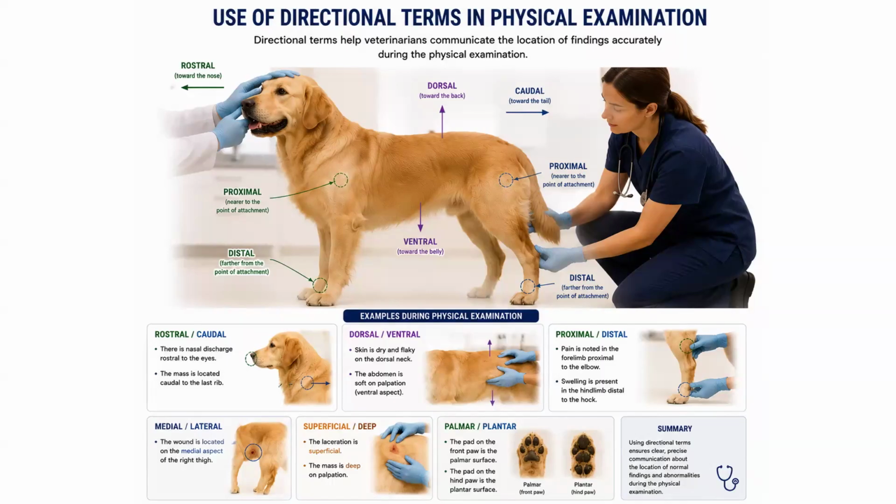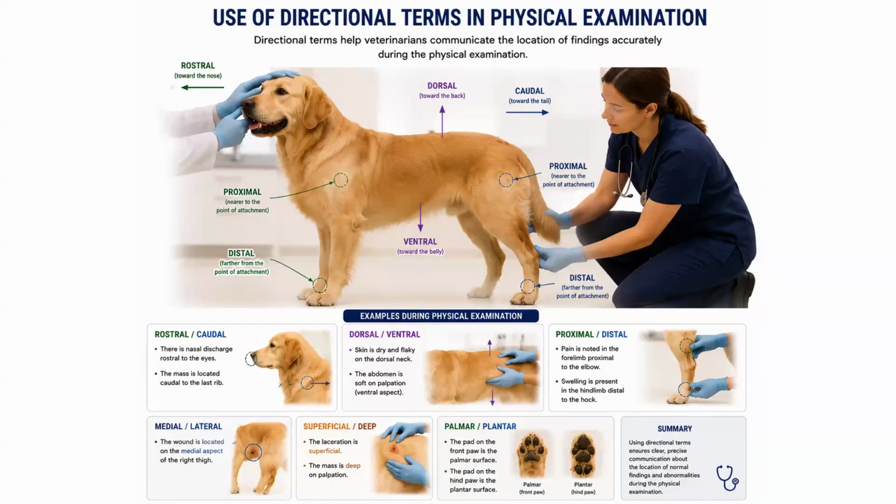So your understanding of directional planes will play a huge role in your becoming a professional in veterinary anatomy. Now, let's imagine a dog is having a nasal discharge. You will just say there's a nasal discharge rostral to the eyes. You don't just say nasal discharge is rostral to the eyes. You need to understand why they use the word rostral to the eyes.